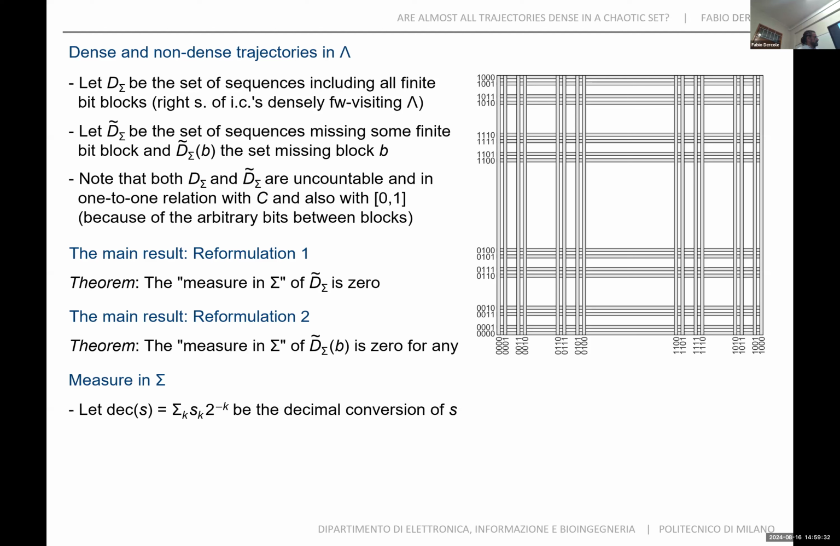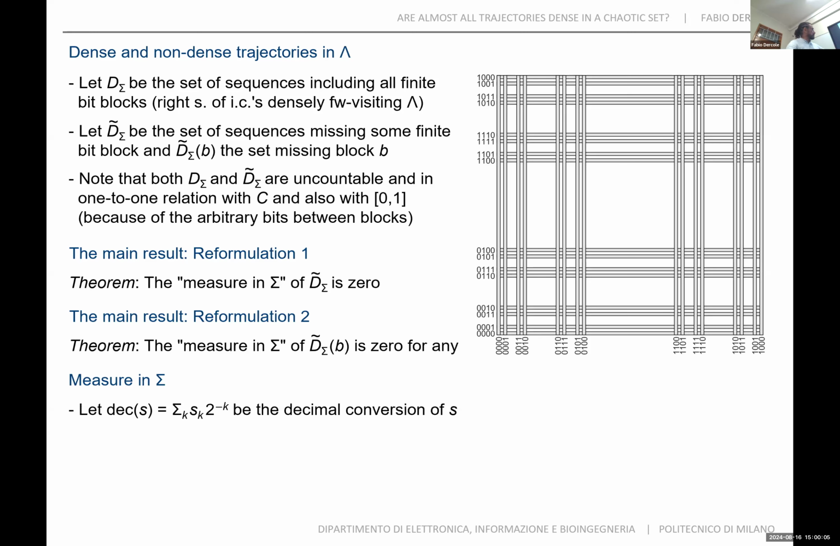Let's associate to each sequence the real number according to the binary code, not the tricky code that I call binary. So we take all bits s_k and we multiply by the power of 2 to the minus k. So this is just a decimal conversion. That's why I call it C. It's the decimal conversion of the sequences. It gives you a real in [0, 1]. Just the decimal conversion from binary to decimal.